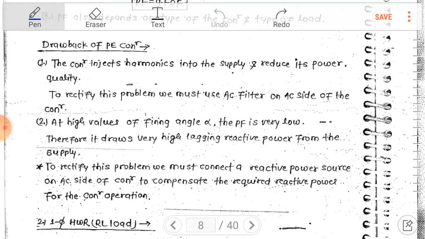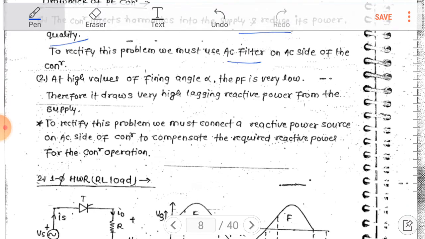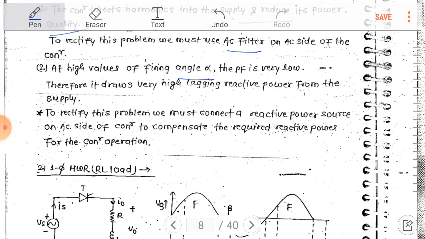Drawback of power electronic converter. The converter injects harmonics into the supply and reduces its power quality. To rectify this, we have to use an AC filter at the AC side of the converter. At a high value of firing angle, the power factor is very low, so we have to draw high reactive power from the supply. To compensate, we have to connect a reactive power source on the AC side of the converter to supply the required reactive power for the converter operation.